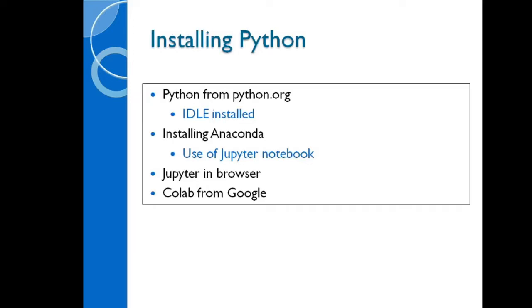How do we install Python? I am going to give some information on installing Python from python.org, or you can install Anaconda also and use Jupyter Notebook, or you can straight away use Jupyter in browser. The last one is you can use Colab from Google. So you can use any one of that, but I suggest you using Anaconda and use Jupyter Notebook.